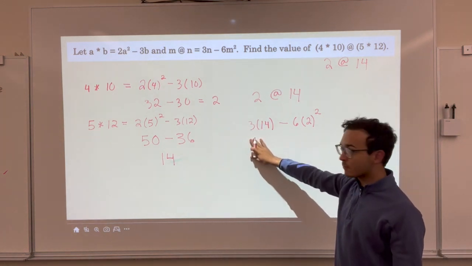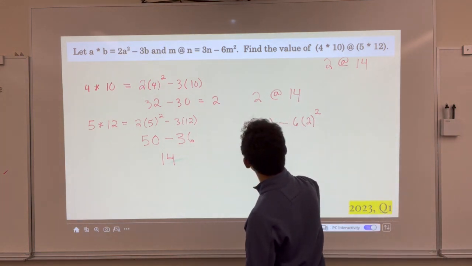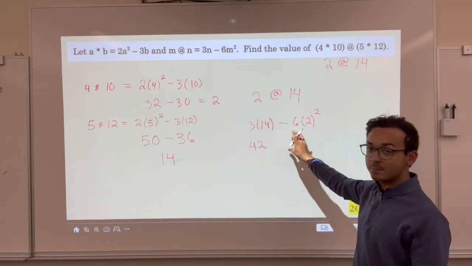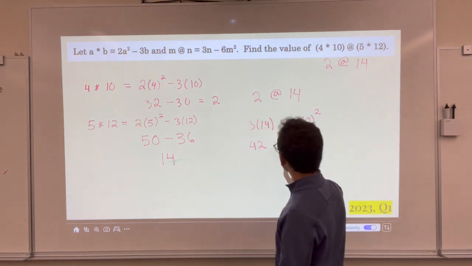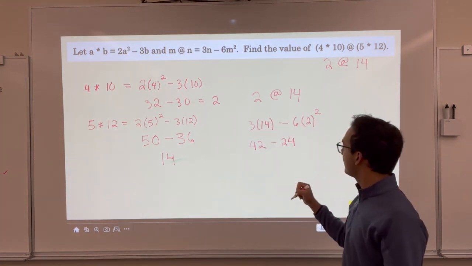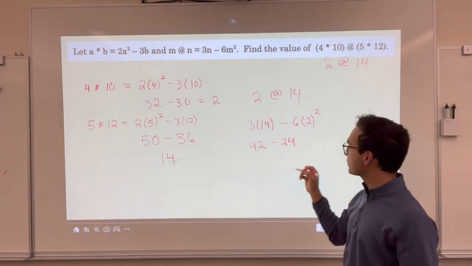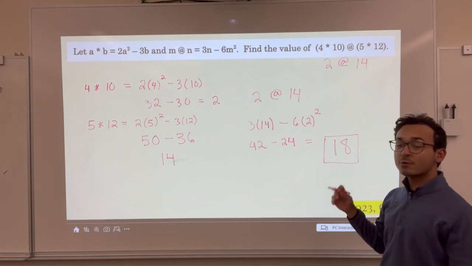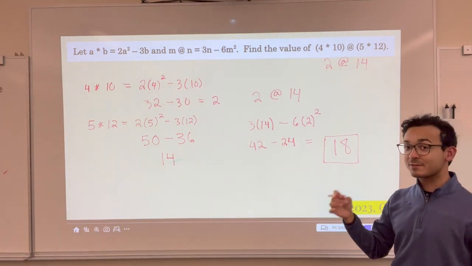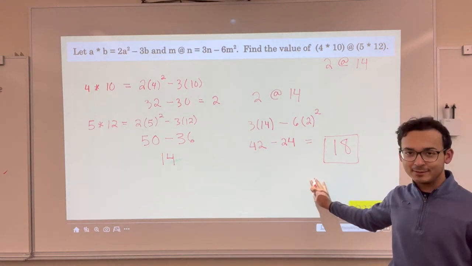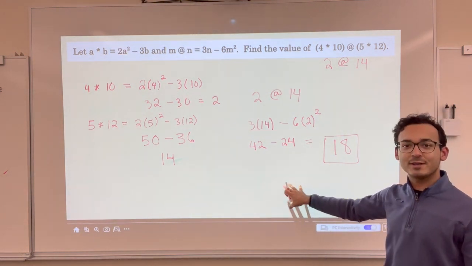So we have 3 times 14, which would be 42. We know that 2 squared is 4, and 4 times 6 is 24. So we're left with 42 minus 24, which will be our final answer. And we know that 42 minus 24 is equal to 18. So the very first answer to the very first topic in the very first meet this year was 18. All right, with that out of the way, let's move on to the next problem.